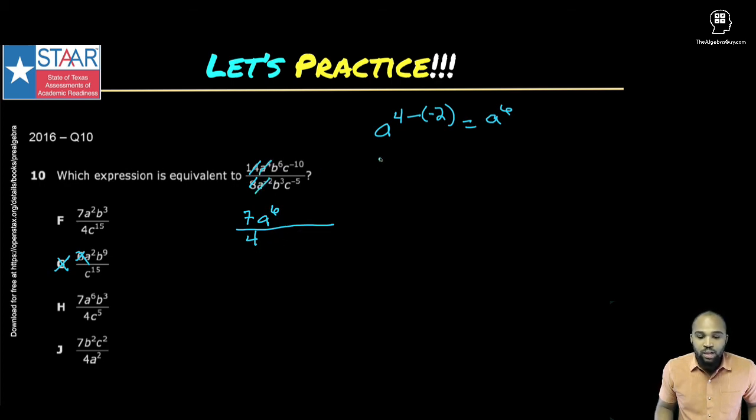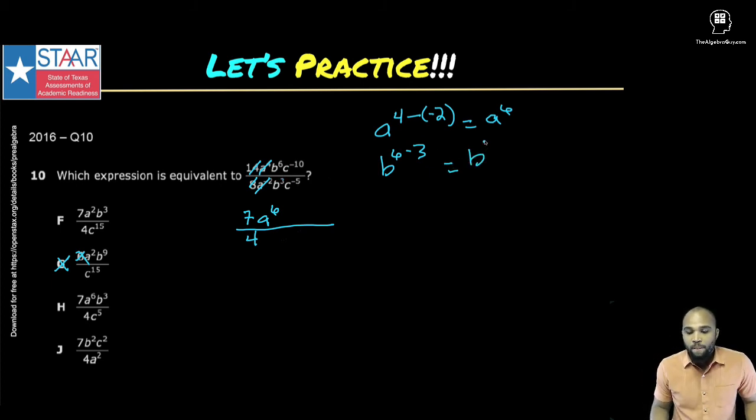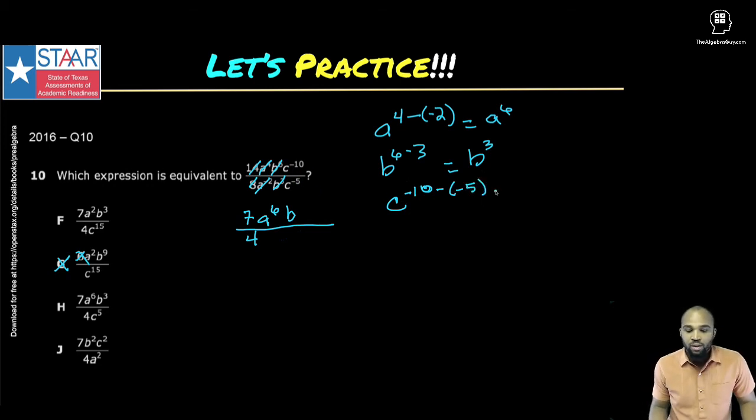So now I have this next one, b to the 6, and I'm going to subtract 3 because we're looking for the quotient, and that's going to equal 6 minus 3, which is b to the 3rd. And this one, c to the -10 minus a -5. Notice I'm doing minus a -5. Again, a lot of students will just say -5, but this is minus a -5.